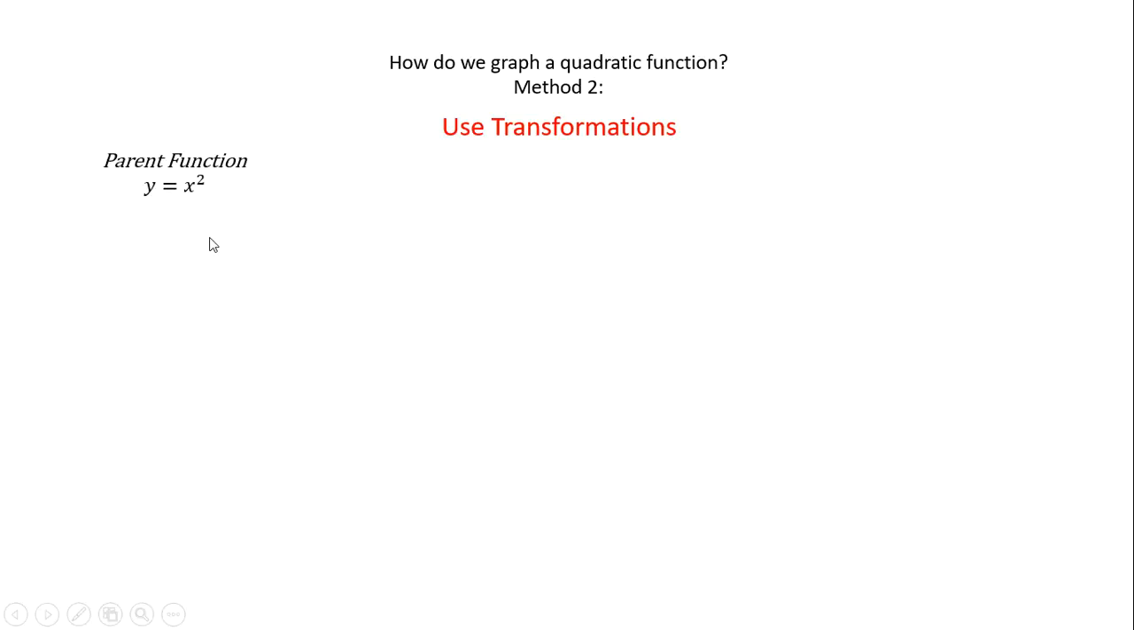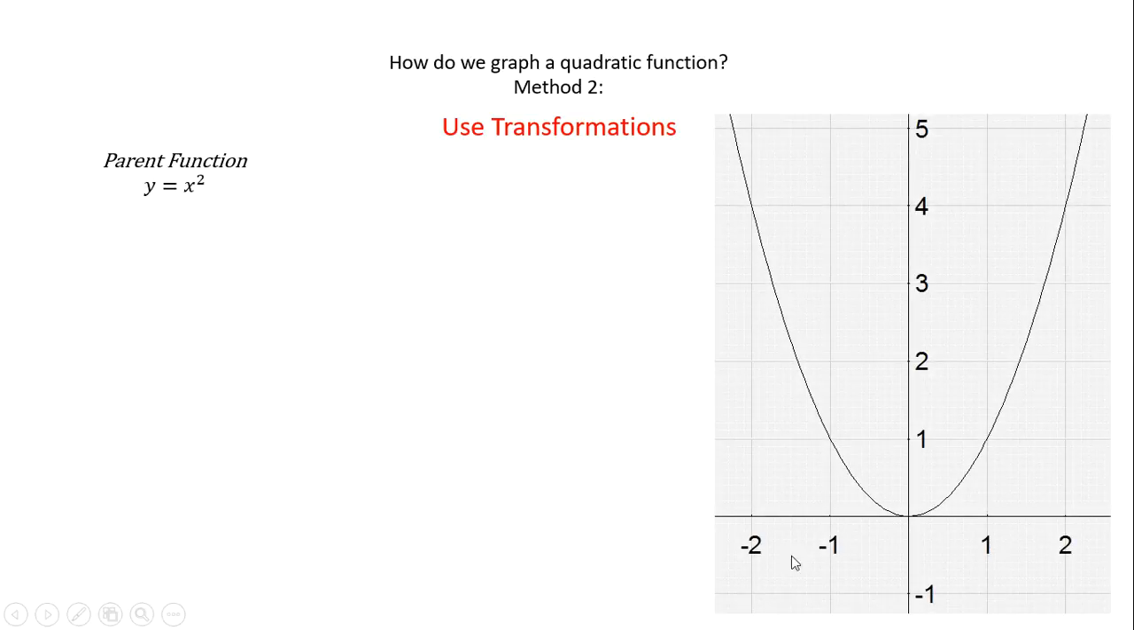First, we can start by looking at the parent function, y equals x squared. We graphed this one already, so there we go. We can look at a horizontal translation, x minus 2 squared. This is going to move 2 to the right, not the left. This minus is part of the equation, so it's going to move 2 to the right. So we have our parent function, and then it goes 2 to the right. And that's the graph of x minus 2 squared.